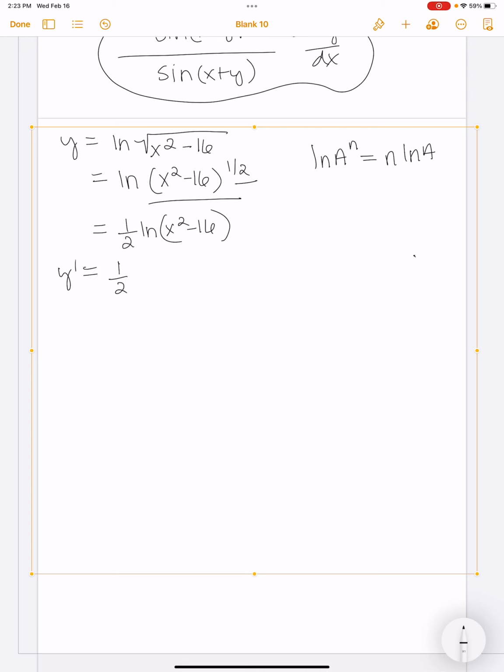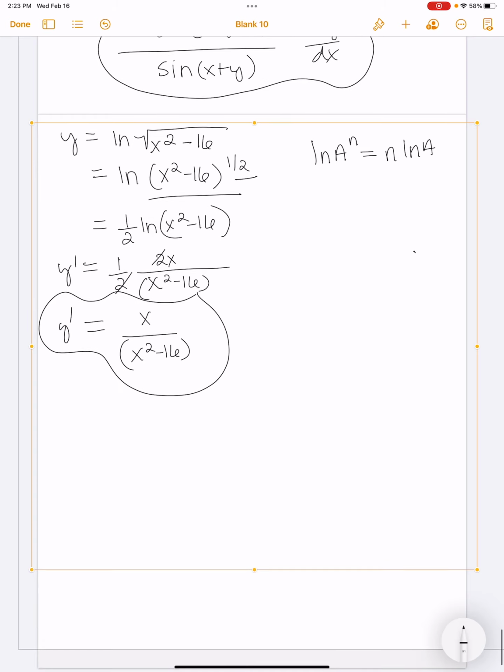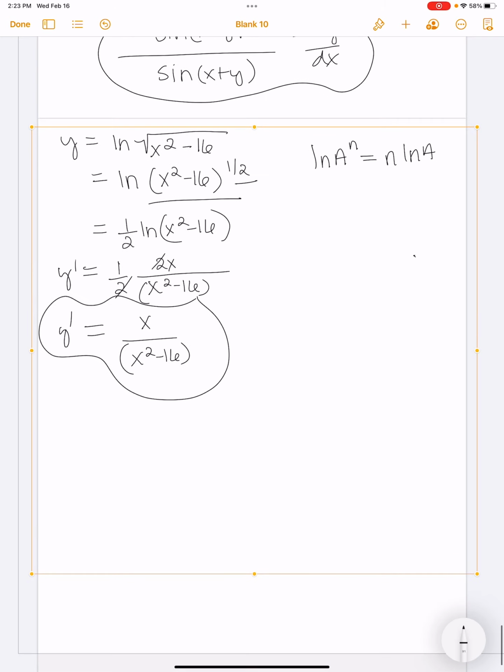Okay, so we have 1/2. When you take the derivative of a natural log, you just put the entire function as it is in the bottom, and then you take the derivative of that function, the inside, on the top. Now we need to go ahead and multiply that, so it's going to cancel. So our derivative is going to be x over x squared minus 16. And that is our derivative. Okay. Let's do another one.